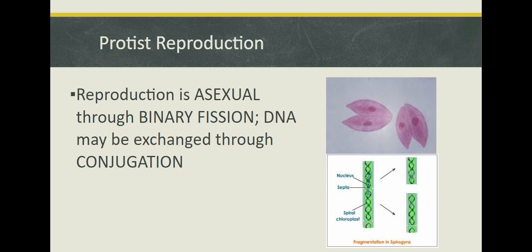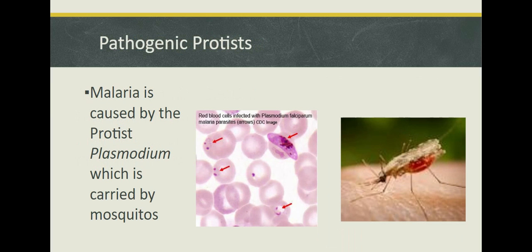Protists reproduce asexually through binary fission. You can see that in the picture with the pink cells. Binary fission is when you start with one cell and it splits into two cells of equal size. Another way that they reproduce is through fragmentation of algae. That is shown in the picture, where a piece of algae breaks off and they become two new separate organisms. They also have the ability to exchange DNA through conjugation. Remember that that allows for genetic variation.